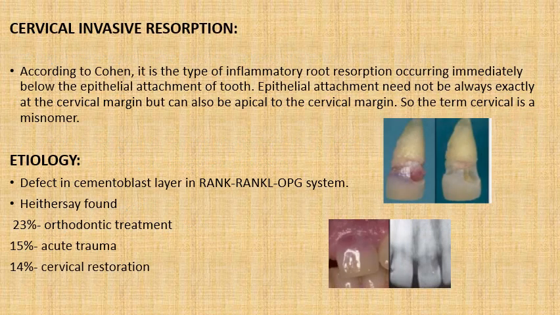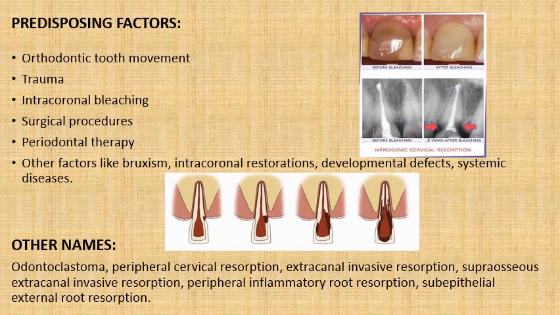Okay, the next one is your cervical resorption. This is the one which I told you about initially, right? There's a classification, 4 types of classification. The one which happens at the cervical aspect is called cervical invasive resorption. And the etiology, again, is orthodontic treatment, acute trauma, and cervical restoration. These are the other names, the classification. So this again can be asked as a short note.